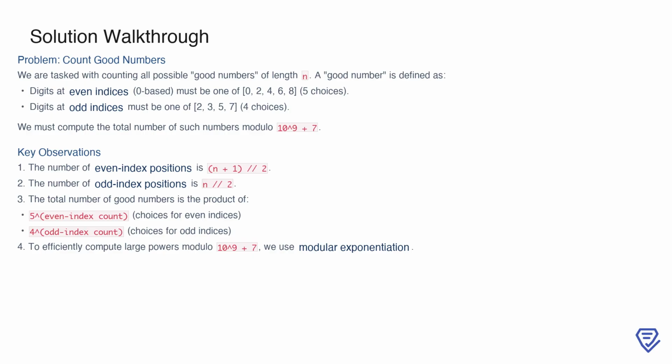Even indices occur (n+1)//2 times, while odd indices appear n//2 times. The total count is the product of 5 raised to the power of the even index count and 4 raised to the power of the odd index count. Since these powers can grow very large, we need to compute them modulo 10^9 + 7 efficiently using modular exponentiation, which is both fast and reliable for handling large numbers in modular arithmetic.